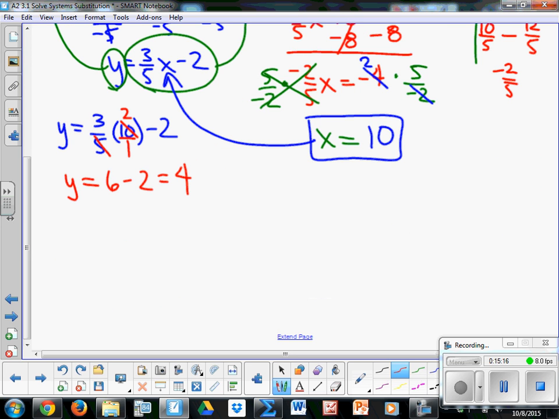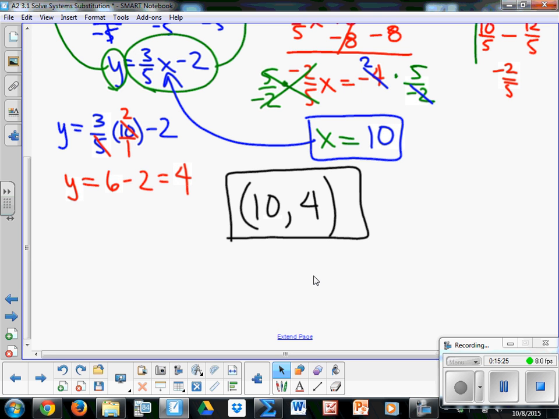We just need to write this as an ordered pair. So the solution to this system is (10, 4). I'm going to leave it to you to go back and check it to make sure it really worked. I did it on another sheet of paper, so I'm pretty confident about it.